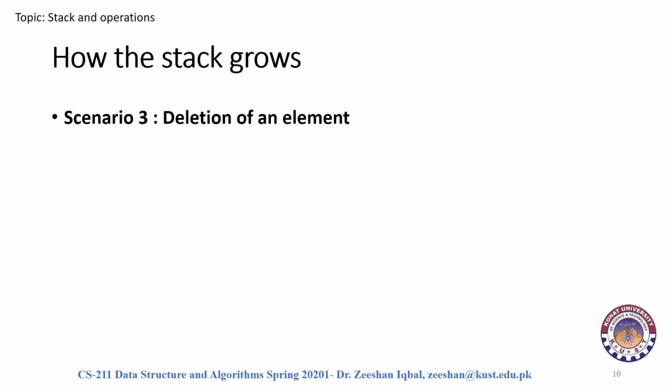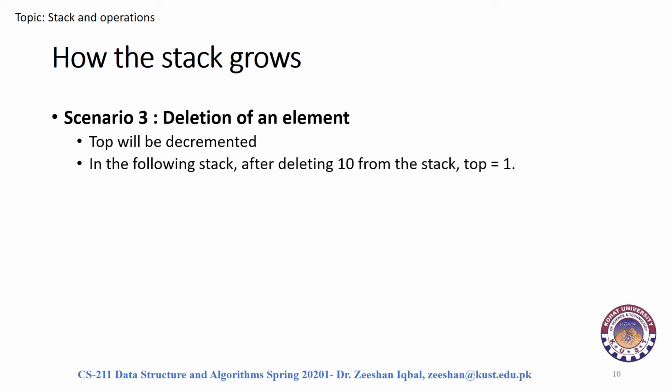In case 3, deleting an element from a stack is done by decrementing the top value. The value of top will get decreased by 1 whenever an element is deleted from the stack. In the following stack, after deleting 10 from the stack, the top value will be decremented to 1.